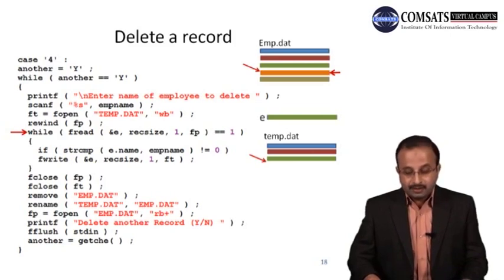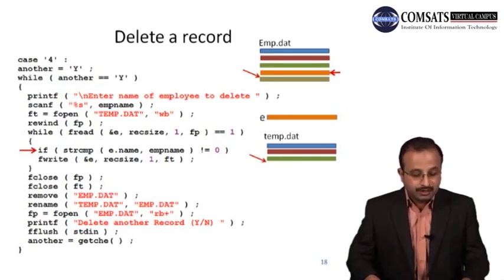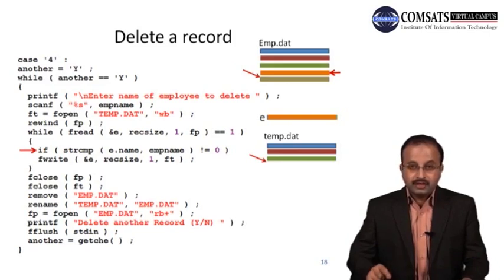It reads the next record, that is the orange record. It will be written at the memory that is associated with the variable e. And then the file pointer is incremented, it points to the next record, and the fread function returns 1, so 1 equal to 1 condition is true. It comes inside the block of the while loop. Then it checks the if condition. Now this is the same record that the user wants to delete.